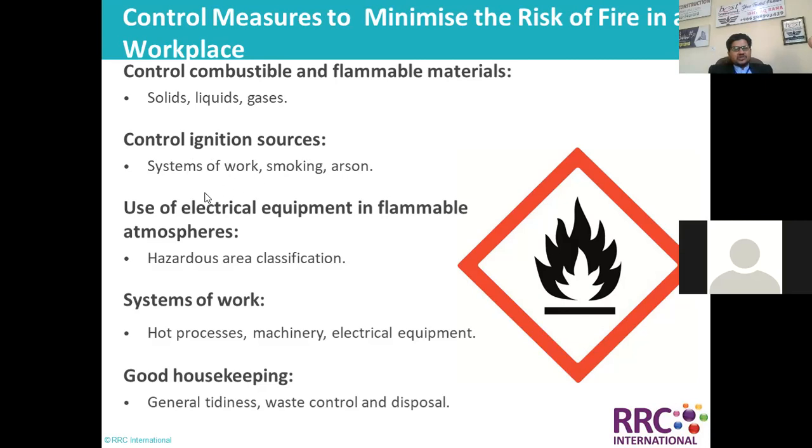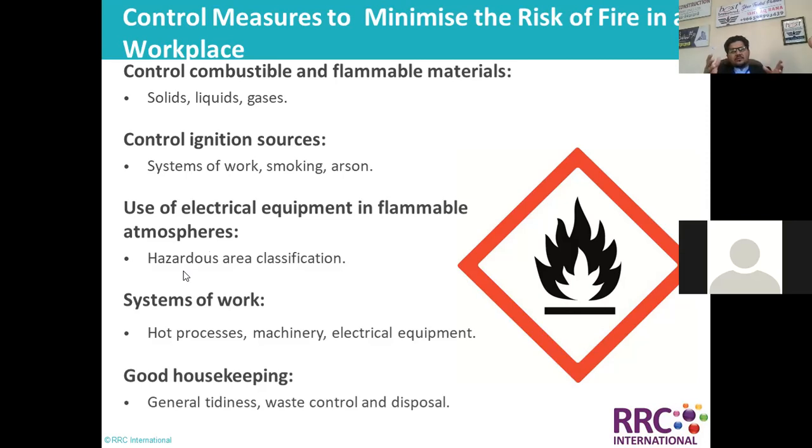Next, control ignition sources, like systems of work, smoking, arson, or use of electrical equipment in a flammable atmosphere, and hazardous area classification. In one confined space incident, a fire broke out, and we know it's hard to get a second chance. And what was the issue? The person had just completed spray painting, and later made some electrical connections.